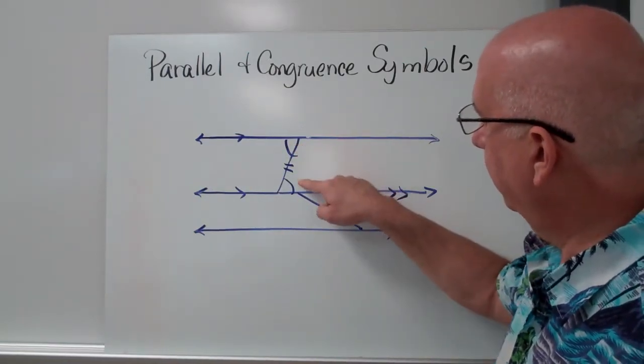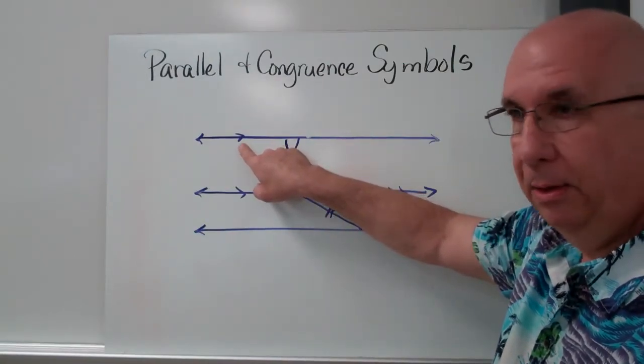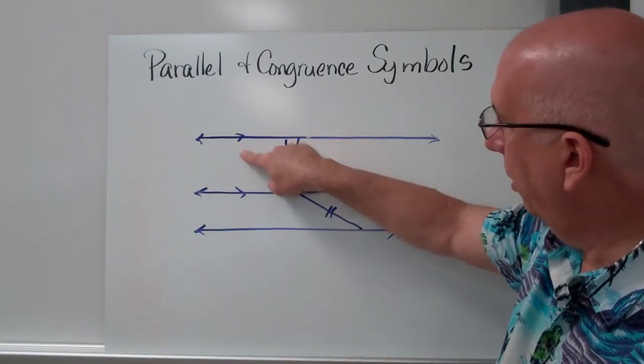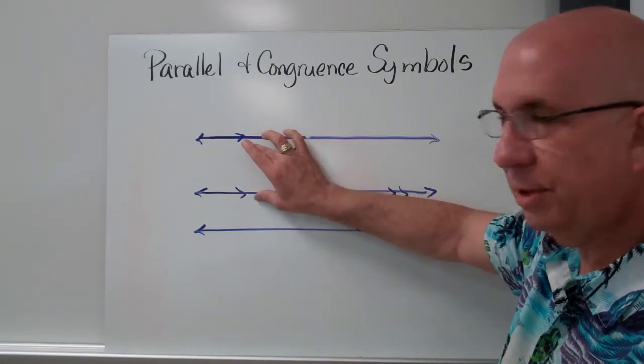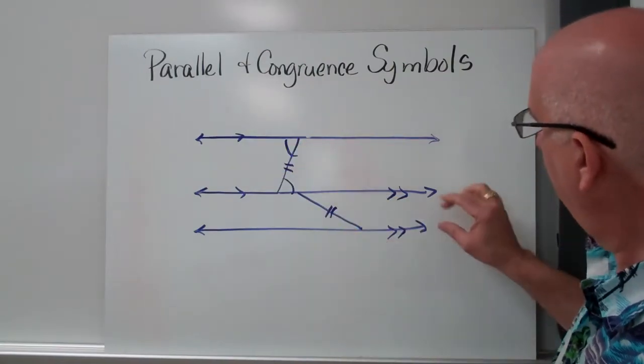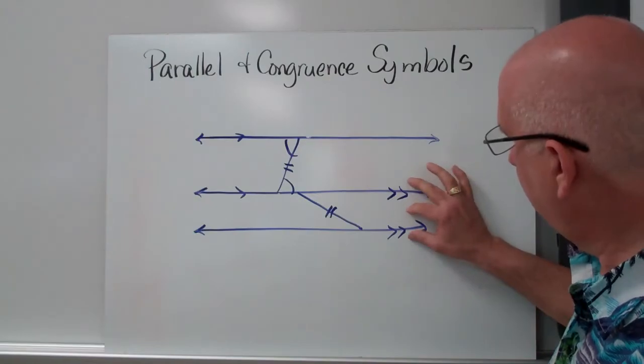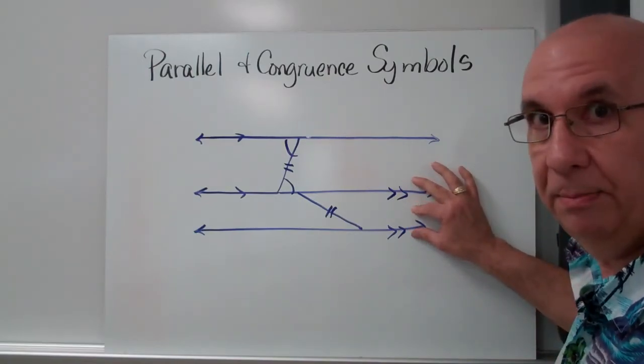And these are angles. This is a symbol for parallel. See the single arrow going opposite directions here? This says that these two lines are parallel. Here is a double set of arrows. This says that these two lines are parallel.